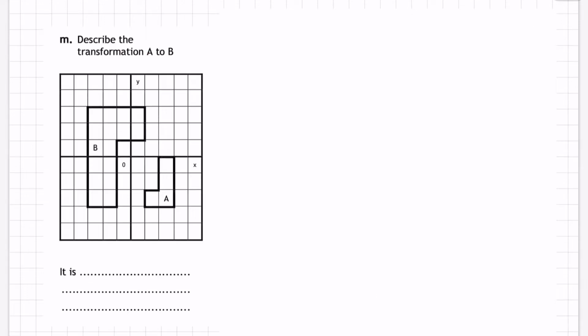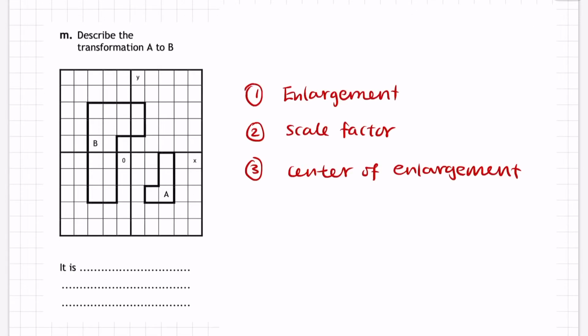So could you describe this transformation for me? Number one, we need to say it's an enlargement. Number two, we need to find the scale factor. As we can see, A has been rotated 180 degrees. Therefore, it's going to be a negative scale factor. Where A has a length of 2, the corresponding length of B is 4. Therefore, the scale factor is -2.